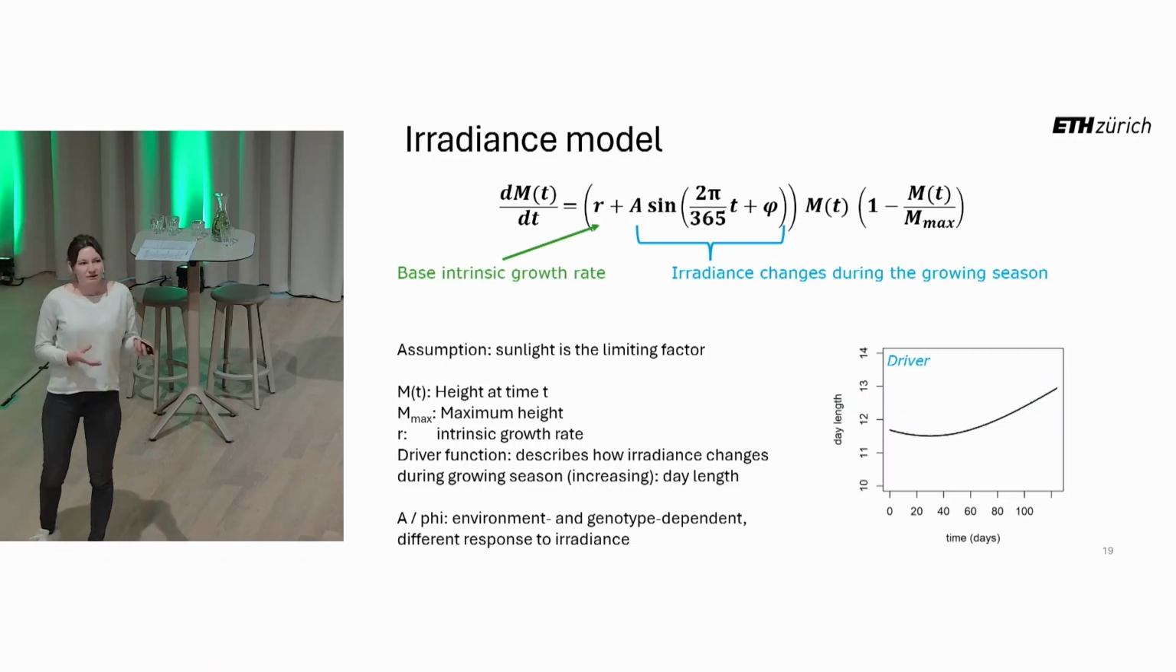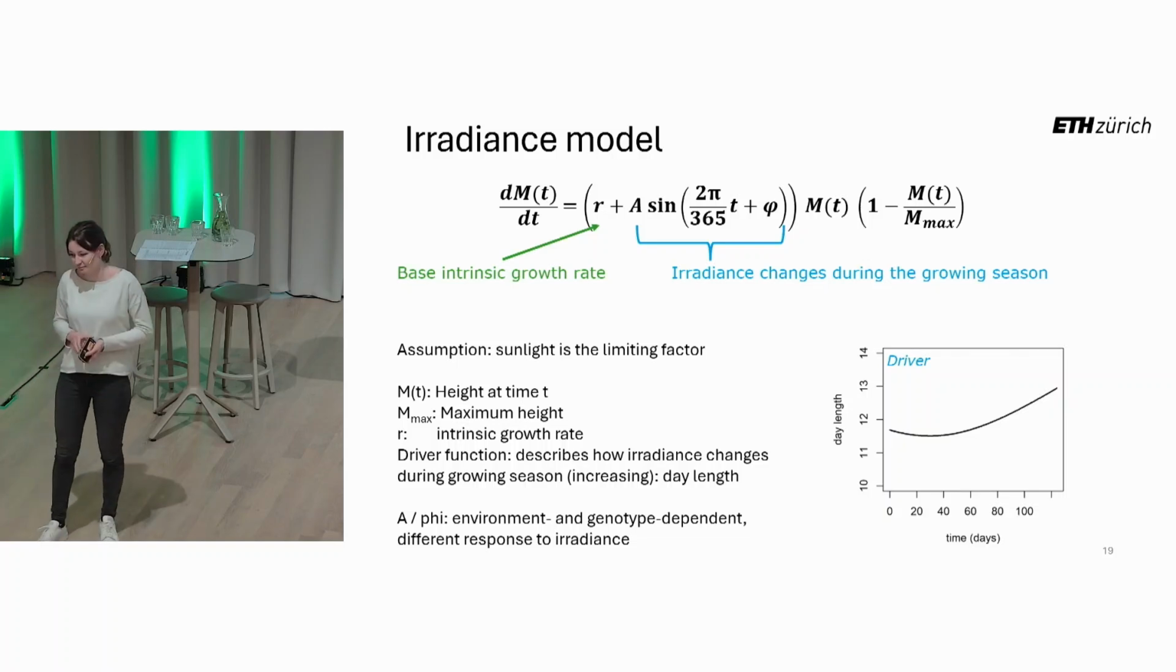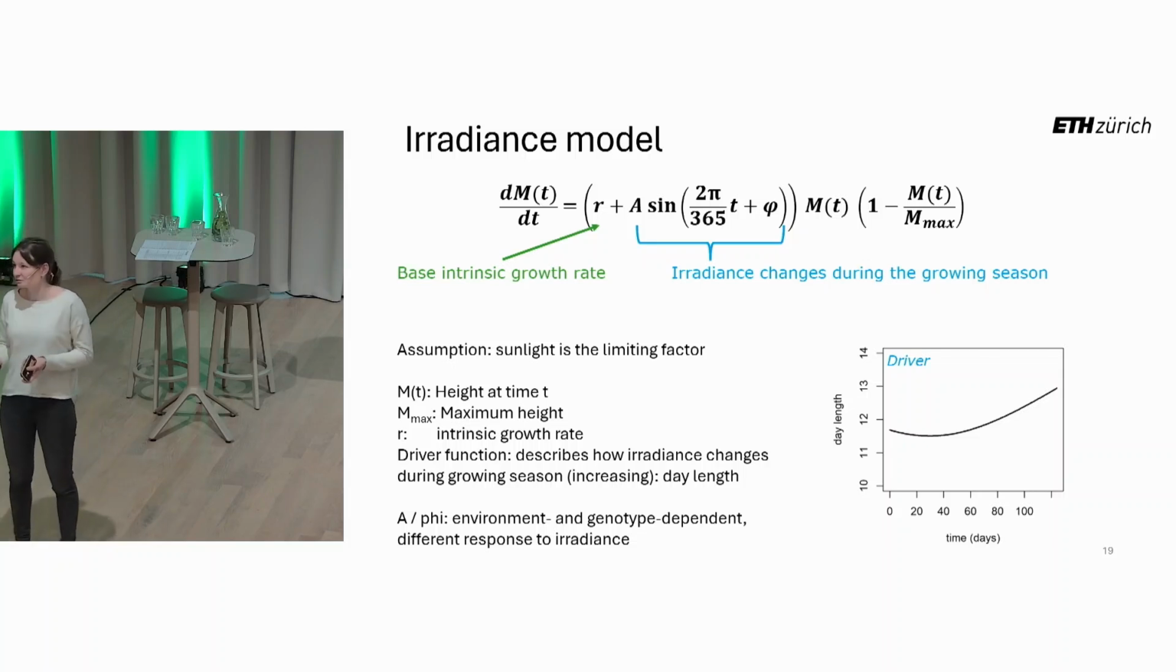And on one hand, they are environment dependent, because the driver function, the day length, depends on the environment. But on the other hand, they're also genotype dependent, because different genotypes have a different response to irradiance. And this will be, in the future, of course, very interesting to us when we want to perform a genomic prediction and can hopefully identify traits which differ between different genotypes.